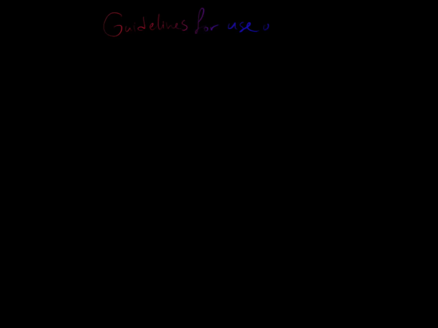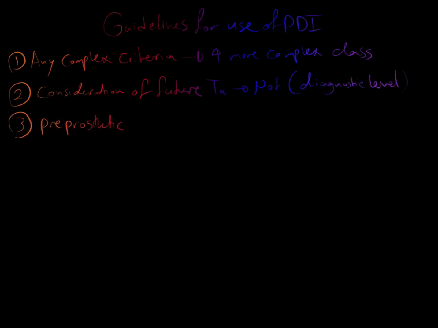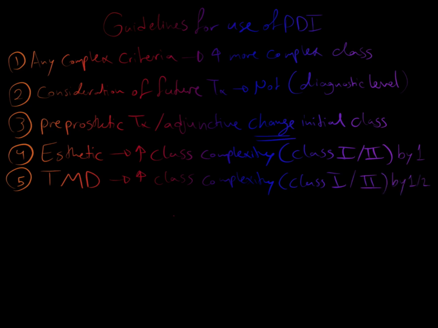There are some guidelines we have to follow to use this worksheet. First, any single criterion of a more complex class places the patient into the more complex classification. Consideration of future treatment procedures must not influence the diagnostic level. Hopeless teeth should be considered in applying the classification. Initial pre-prosthetic treatment and/or adjunctive therapy can change the initial classification level. If there is an aesthetic concern or challenge, the classification is increased in complexity by one or more levels. In the presence of TMD symptoms, the classification is increased in complexity by one or more levels.